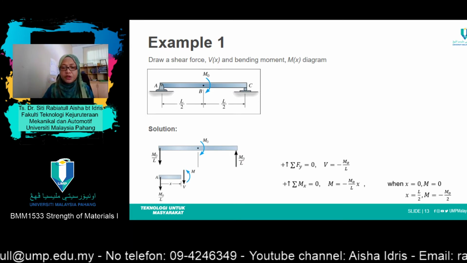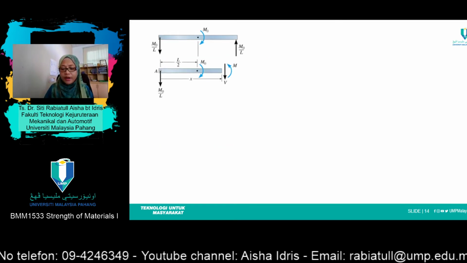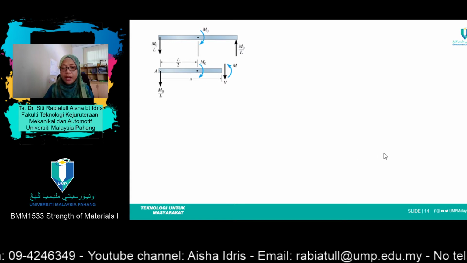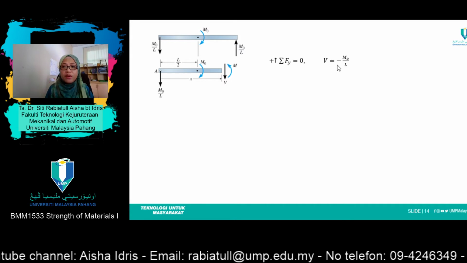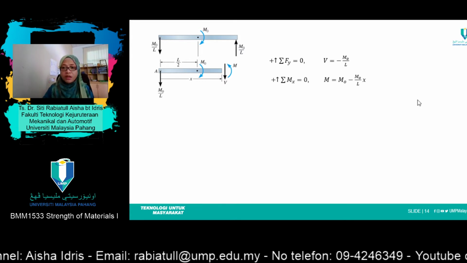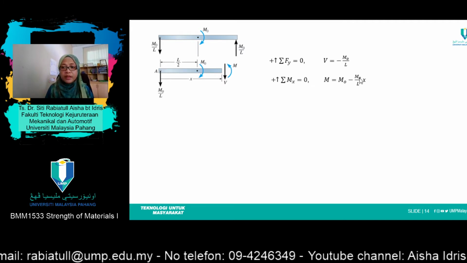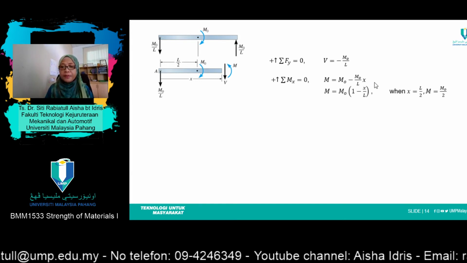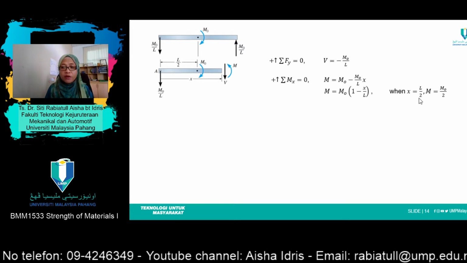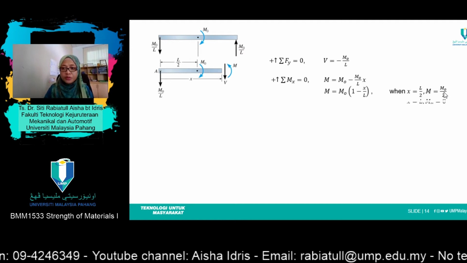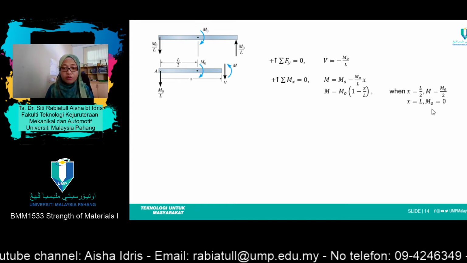Okay. So continue to cut the section. Alright. So draw again its free body diagram. After that, taking total forces in the y direction equals 0, we'll get V equals negative M naught over L. And for the moment, you'll get M equals M naught minus M naught over L times x. From there, by taking x equals L over 2, you'll get M equals M naught over 2. And when x equals L, you'll get the value of M equals 0.